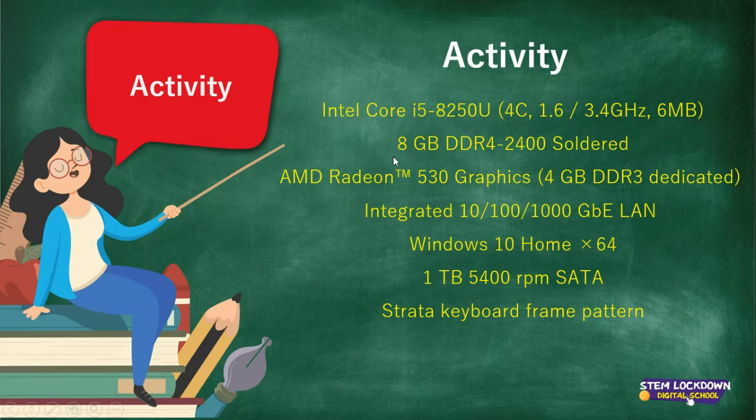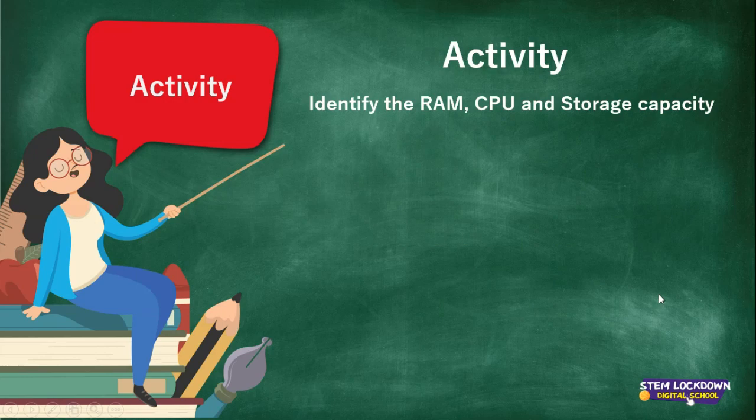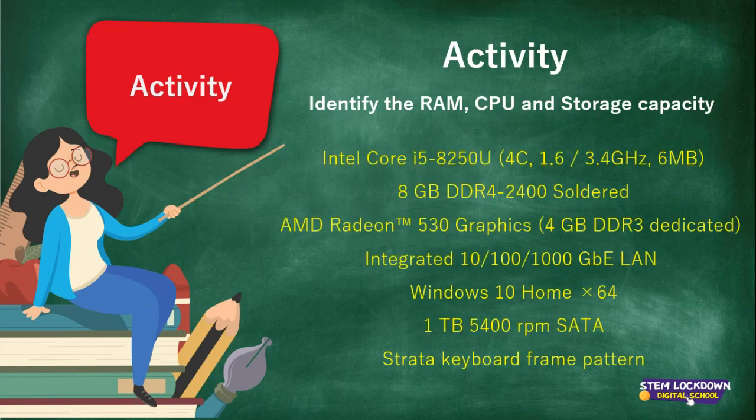Then 8 gigabytes of RAM, isn't it? Then 1 terabyte of storage, right? And then there are other specifications like this AMD Radeon 530 graphics. This one is for the graphics card. It enables you to play or use software with high graphics. Then this integrated GBE LAN, again, we spoke about local area networks. Then of course, that's the operating system. All right. So what you're meant to do there is to identify the RAM, the CPU, and the storage, right?